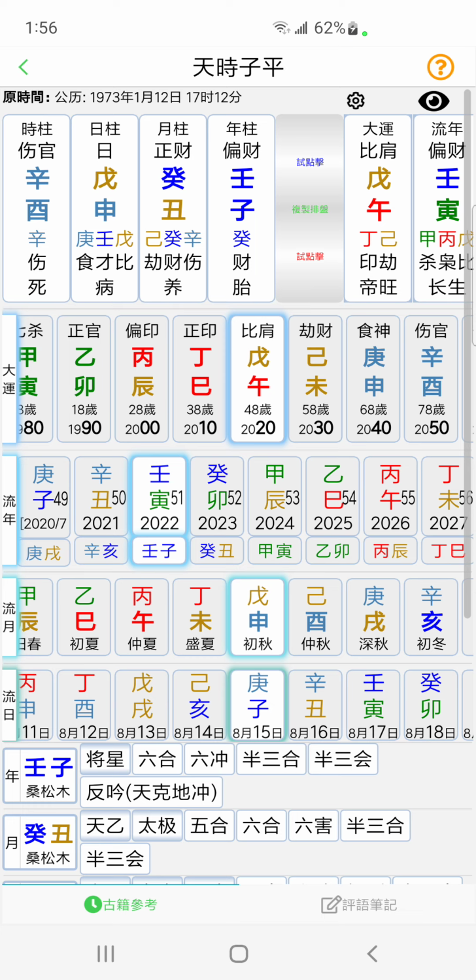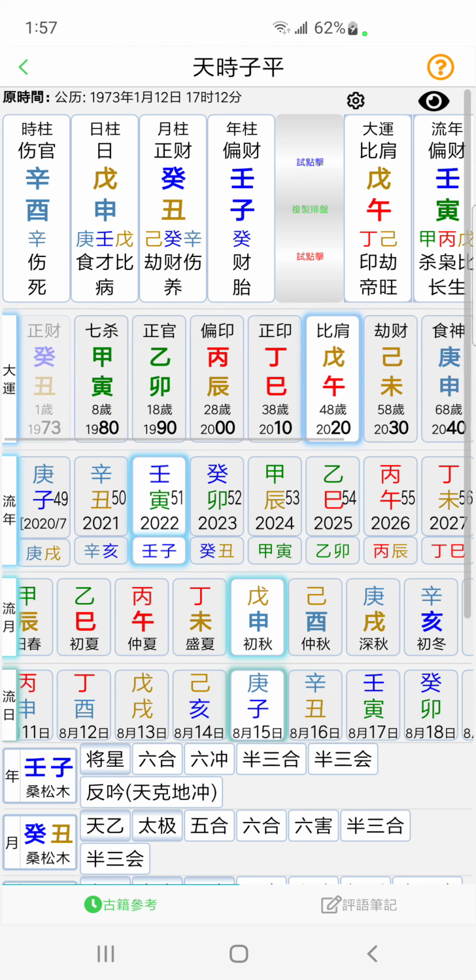So let's get started. We can see that the day master here is an earth element, Wu earth. That's the first step, we found this element. The second step we have to find out is the seasonal energy. We can see that this is born during January, which is the last month of the winter.